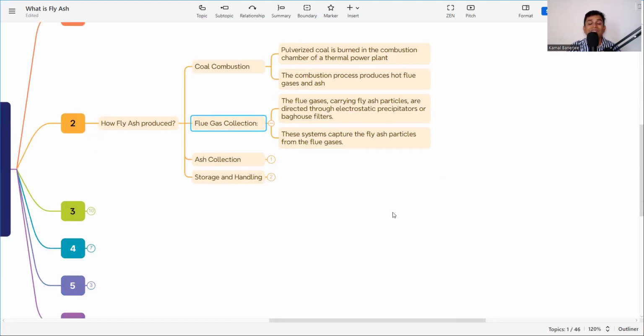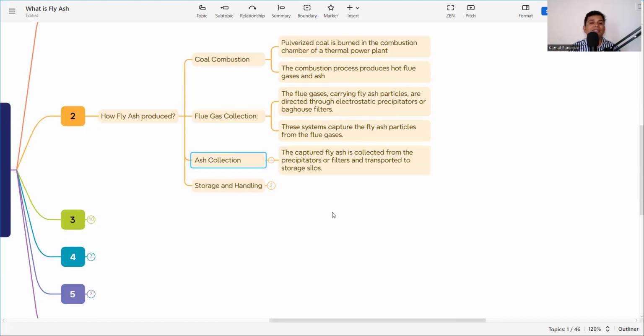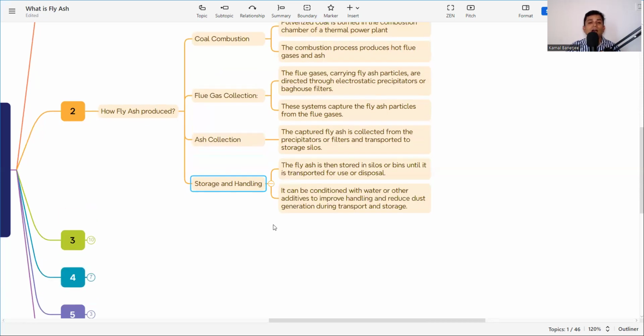Now, whenever it is separated, we need to collect the fly ash. The captured fly ash is collected from the precipitator or the filters and transported to the storage silos. So first the coal is burned, and when it is burned, the flue gases are produced and pass through an electrostatic precipitator or the baghouse. Then the system separates and collects the fly ash, which is transferred to the storage silo. The fly ash is then stored in silos or bins until it is transported for use or disposal.